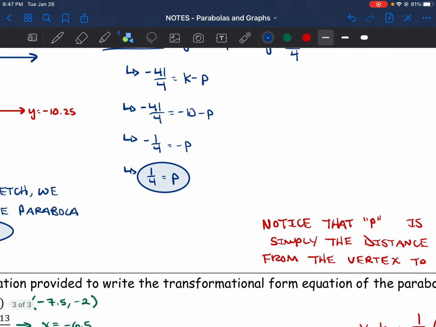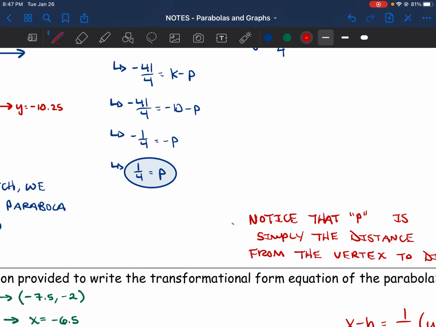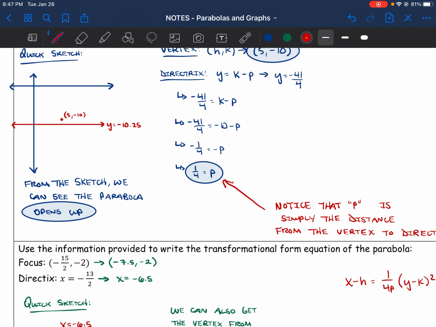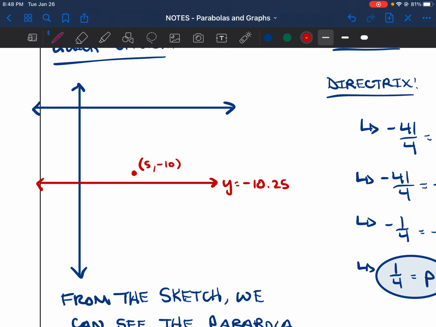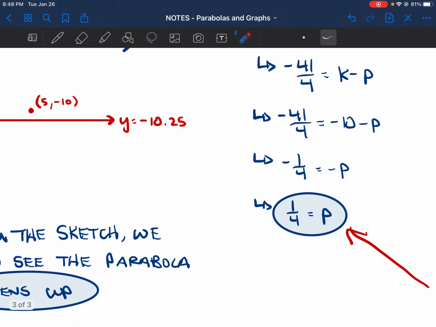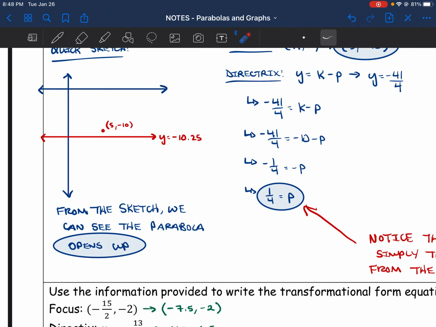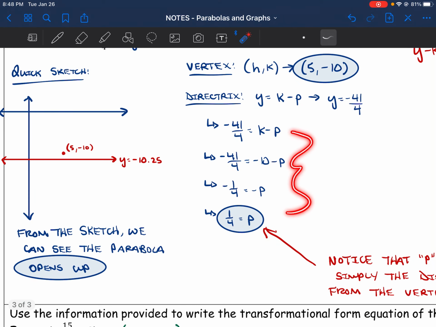All right, but one thing that I want you to notice is that if you're on top of your definitions, if you're on top of what these variables represent, p is just the distance from the vertex to the directrix. So if you were looking at this and saying, here's my directrix, here's my vertex, and I understand that p is the distance between them, then you could have very quickly said, okay, well, here's -10, here's -10.25, the distance between the two is just 0.25 or 1/4, and that would have got you the value of 1/4 right there without really having to do this work.